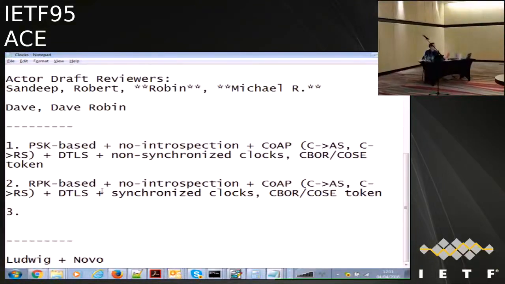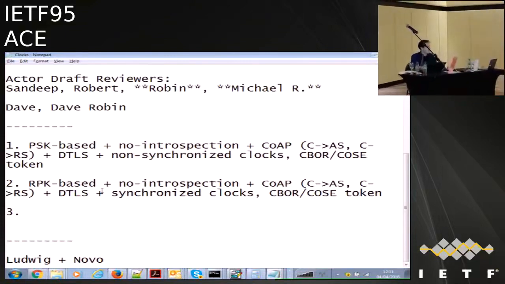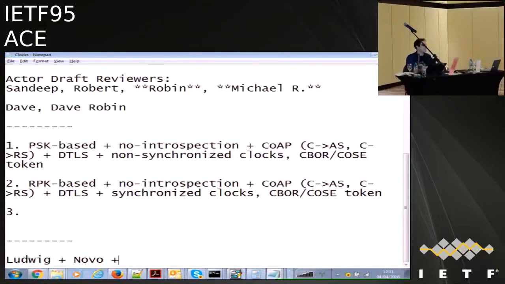Carsten. Well, he's not asking a one versus two question. He's asking a non-synchronized clocks question, which may be part of number one and may be part of number three or whatever. Thanks, Dave. Yeah. Who wants to work on non-synchronized clocks?